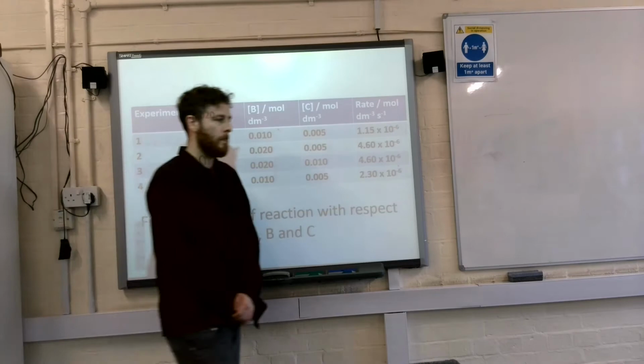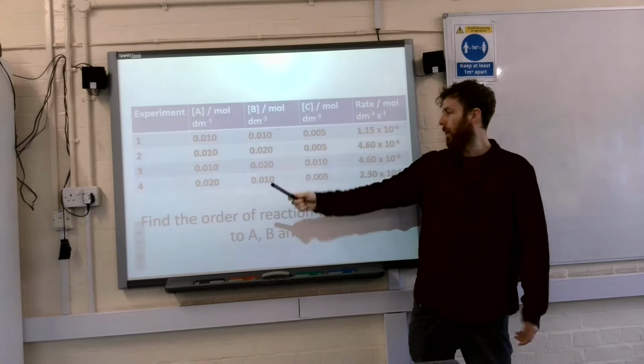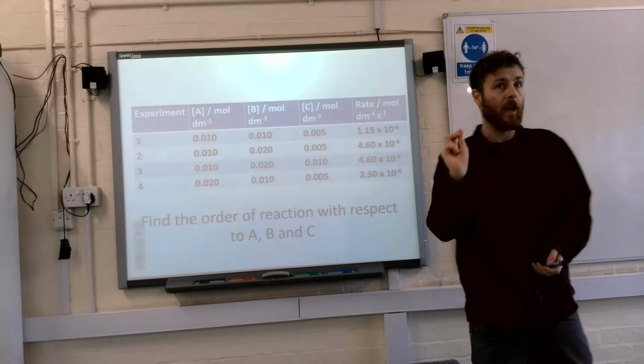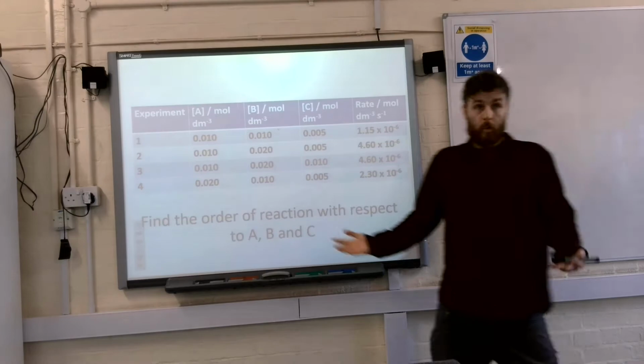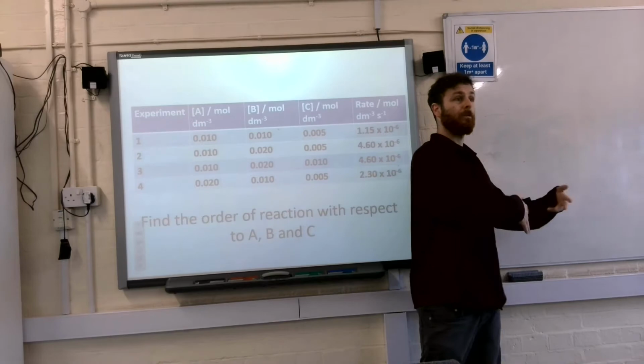Experiment 1 and 4? Yeah, you could say, well, what about experiment 2 and 4, but B also changes then? What about experiment 3 and 4, but C also changes then? So we're trying to isolate where only the chemical we care about has changed conc. And so, would we agree that between experiments 1 and 4, the concentration of A has increased by a factor of 2? Yeah, so that's the terminology to use, has increased by a factor of.